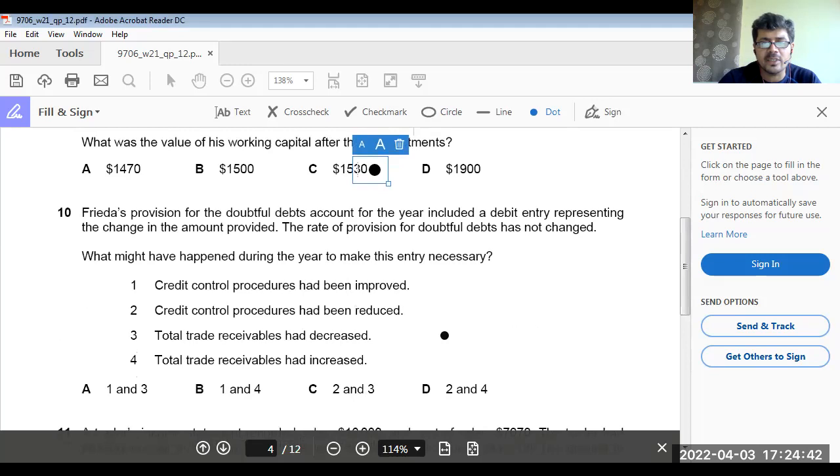The provision for doubtful debts account for the year included a debit entry representing the change in the amount provided. The rate of provision for doubtful debts has not changed. What might have happened during the year to make this entry necessary? A debit to provision for doubtful debts means we decrease the provision for doubtful debts. When we decrease provision, this is very important, it is when our total trade receivable is decreased. Okay? And when there is more chance of doubtful debts, when we control the credit risk. These two cannot be responsible for this. So options 1 and 3. Option A is the answer.